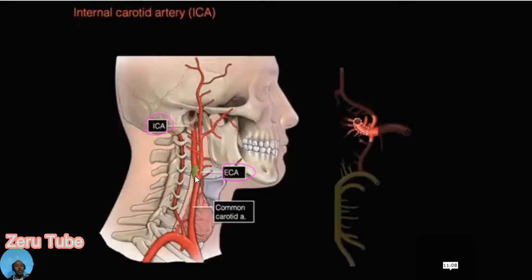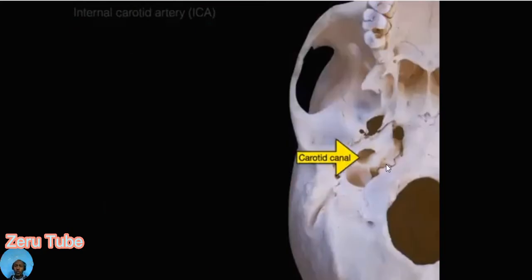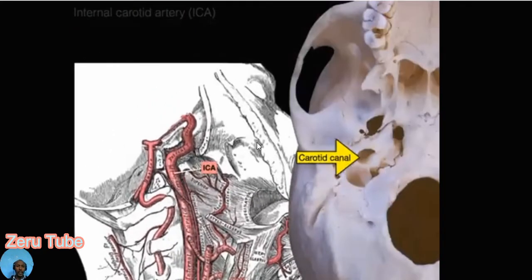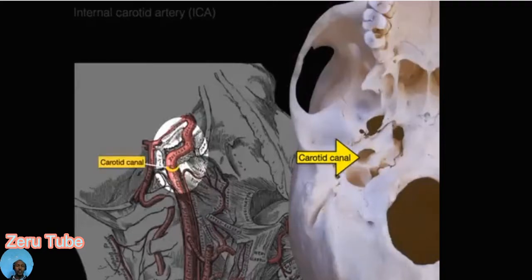This internal carotid artery goes to the base of the skull and enters the cranium through the carotid canal. The carotid canal is a canal which is important for passage of the internal carotid artery.